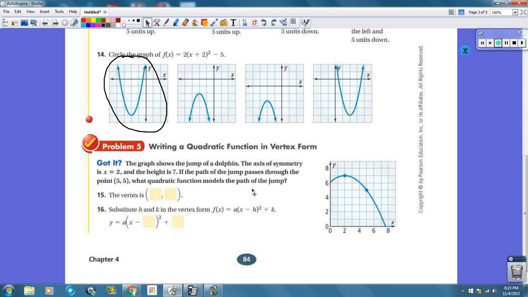Let me show you. So we know what the vertex is. We know it's (2, 7). So let's fill that in, and I'm saying it because the handwriting is terrible. So I know that this is 2, 7. The only thing I don't know is what a is. But I'm going to use the extra point that they gave me to find a. Okay, so let's go and do that, and let's go to the next page.